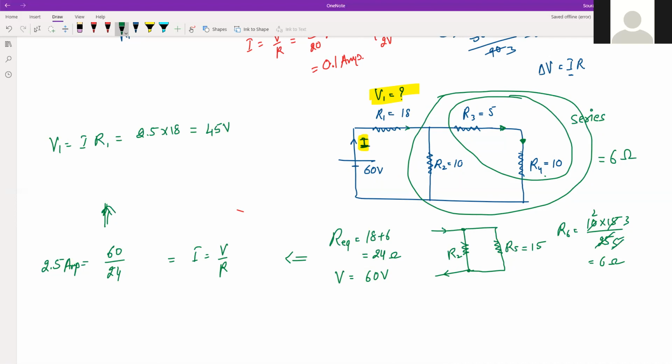So total voltage drop is how much? Across V1 it is 45 volts. So we started with this 60 volts. Out of that, 45 volts is dropped here. That means how much is left? 15. So that 15 is covered here.